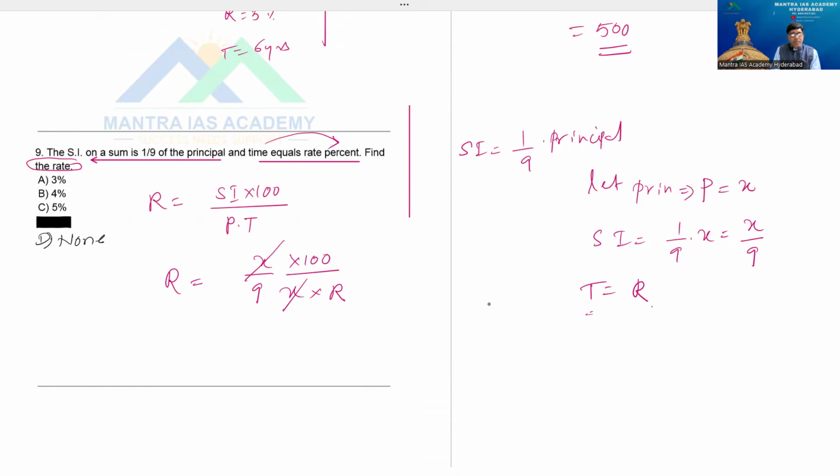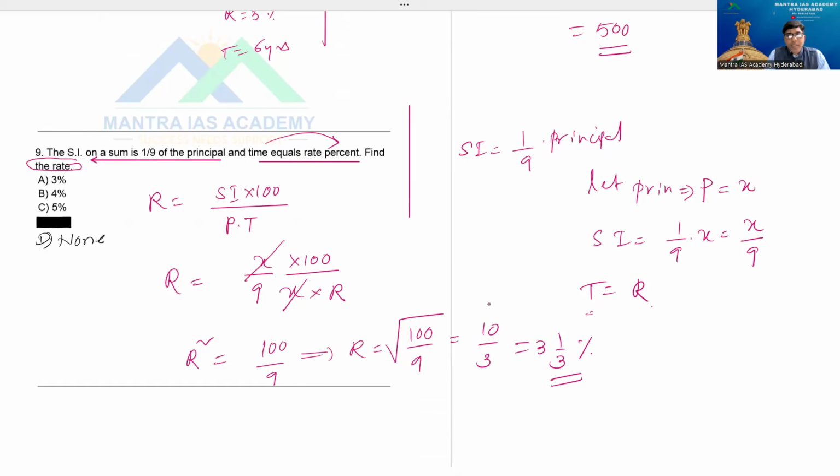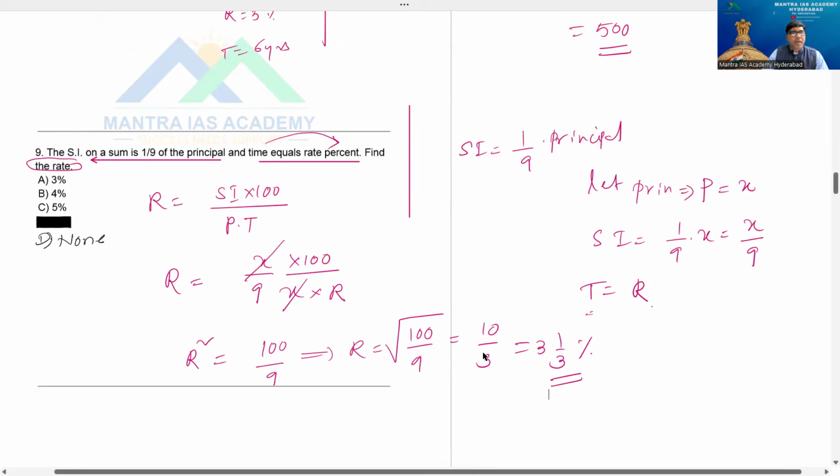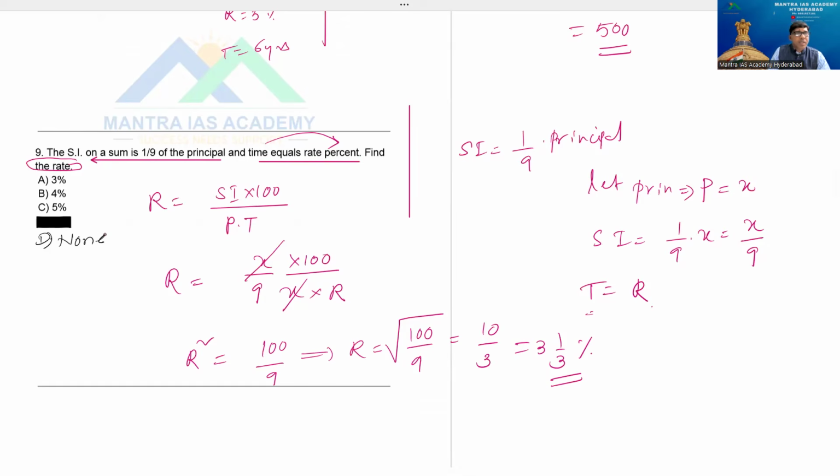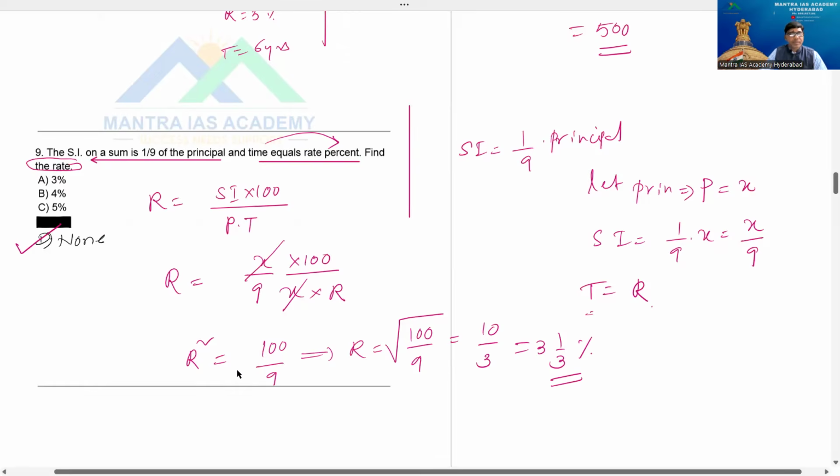R comes to the left side. The denominator part comes as multiplication. R square is equal to 100 by 9. Therefore, R is equal to what? Root of 100 by 9. 100 comes out 10, 9 comes out 3. Its value, how much is it? 3 1 by 3 percentage. 3 1 by 3 percentage is the answer for this one. We don't have that option. The first option is 3 1 by 3, it's not mentioned. So the option is none, beta.